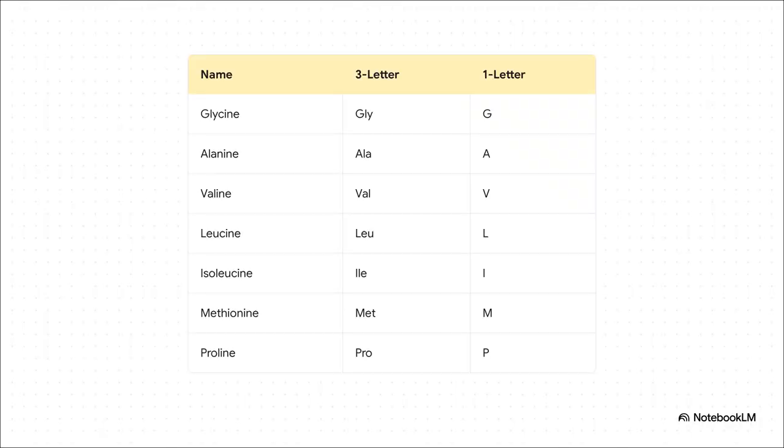So who's in this gang? We've got glycine, alanine, valine, leucine, isoleucine, methionine, and proline. I know, it's a bit of a mouthful. So here's a little trick to remember them. Just picture this scene. Grandma always visits London in May for proline's party. Say that to yourself a couple of times, and boom, you've got the whole greasy gang memorized.